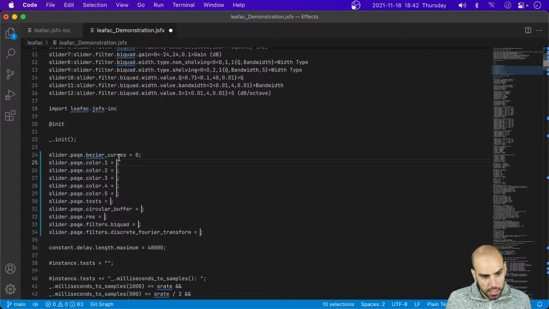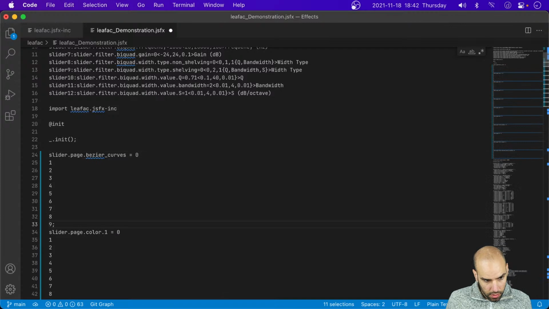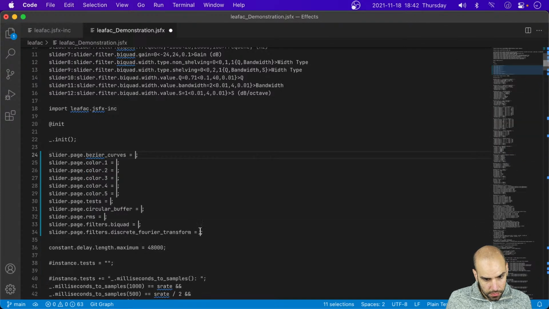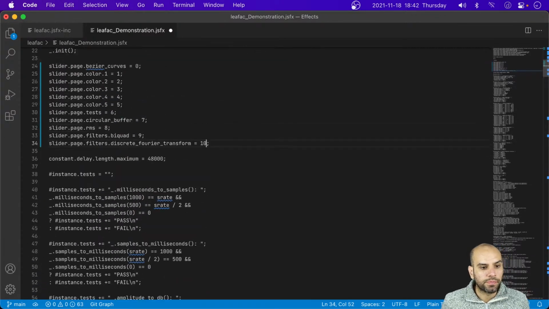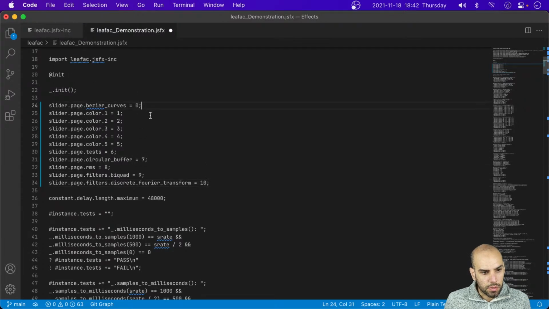Oh, no, I made a mistake. It was supposed to be like this. Oh, no. There you go. So I bumped every other page to be 1 plus what it was before. So now the first page is the page for Bezier Curves.